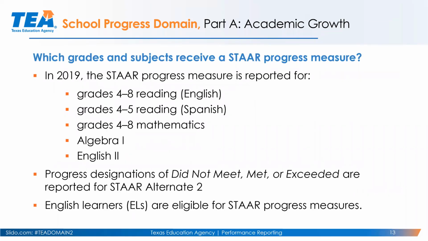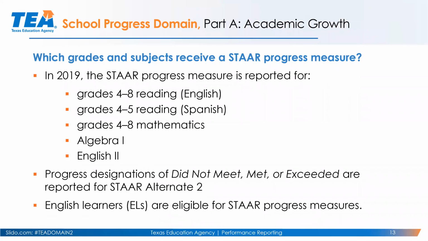So which grades and subjects receive a STAAR progress measure? Well, in 2019, the STAAR progress measure is reported for grades 4 through 8 for reading, for the English STAAR, grades 4 through 5 for reading in Spanish for the Spanish STAAR, grades 4 through 8 in mathematics, Algebra 1, and English 2. Progress designations of did not meet, met, or exceeded are also reported for STAAR Alternate 2 assessments. And English learners, ELs, are eligible for STAAR progress measures.